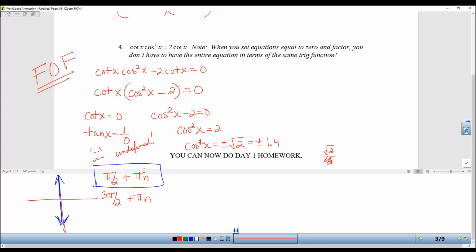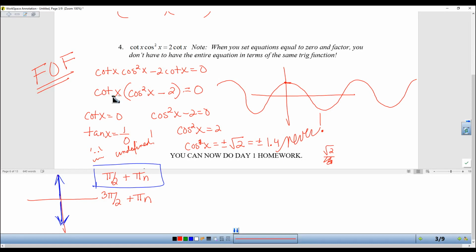When is cosine equal to 1.4? Let's think about the graph for a second. Cosine starts at 1, and it goes down to -1, and then up to 1, and then down to -1, and up to 1. Where's cosine equal to 1.4? That was such a terrible graph. Where's cosine equal to 1.4? Never. Okay? So if this equation is ever equal to 0, it's not because of this factor. It's because of the cotangent. So the only answer is the one I've already boxed. There's not a second answer to this.